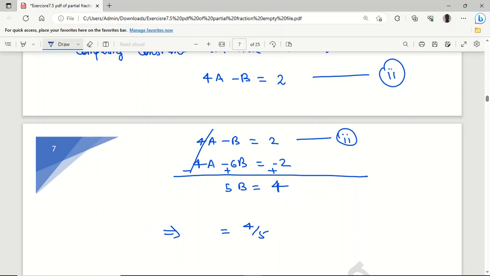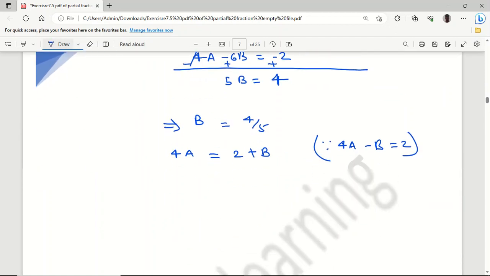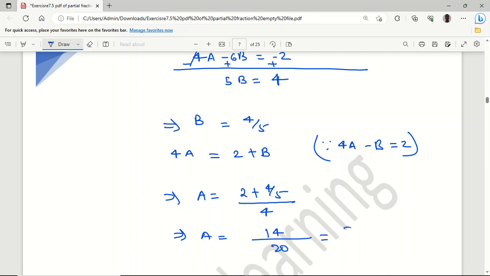So now I can get a also. So b is 4 upon 5. So 4a will be equal to 2 plus b, as 4a minus b equal to 2. So what I'll write here? I'll write a equal to 2 plus 4 upon 5, divided by 4. So I'll get a equal to 10 plus 4, 14 upon 20, 7 upon 10.